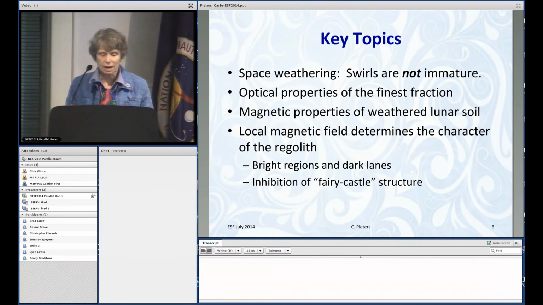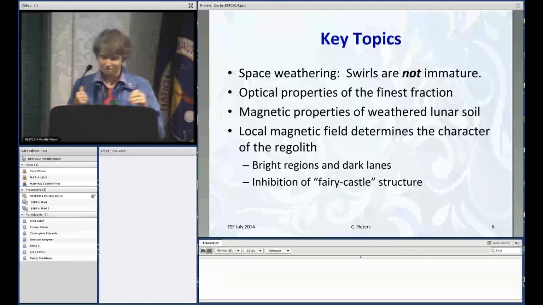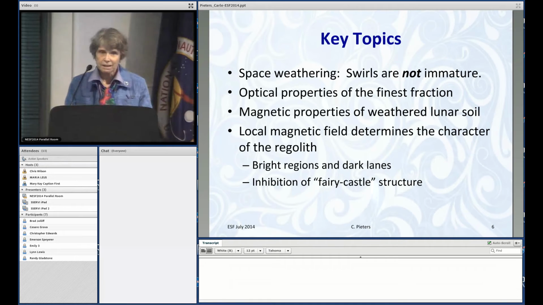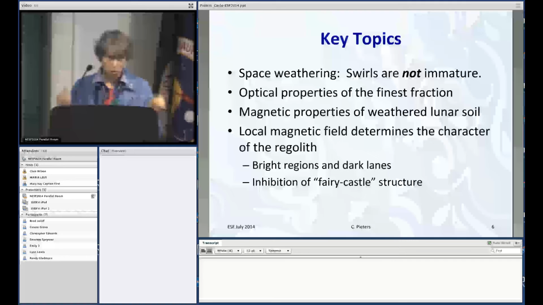The key topics I want to identify, or at least touch on, so that those of you who are not familiar with these leave with some sense of this, that the space weathering environment associated with swirls is not immature. Swirls are not immature.